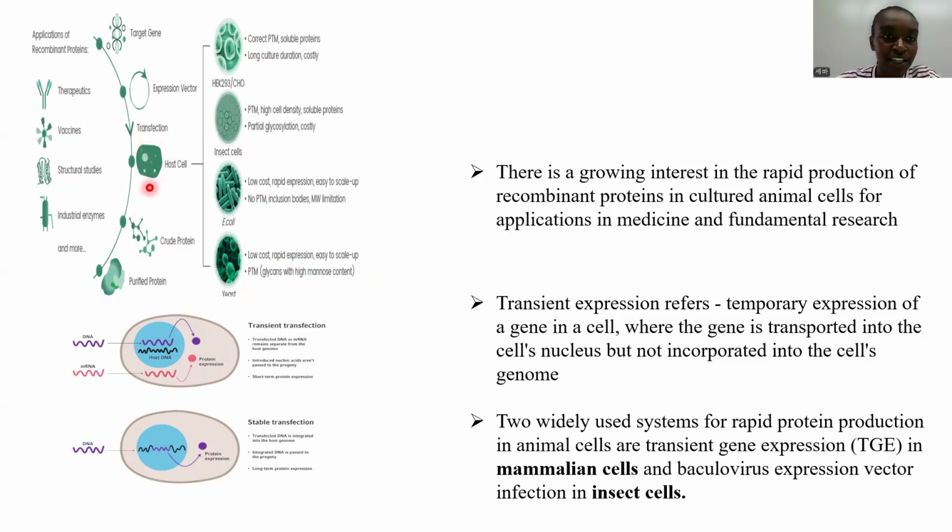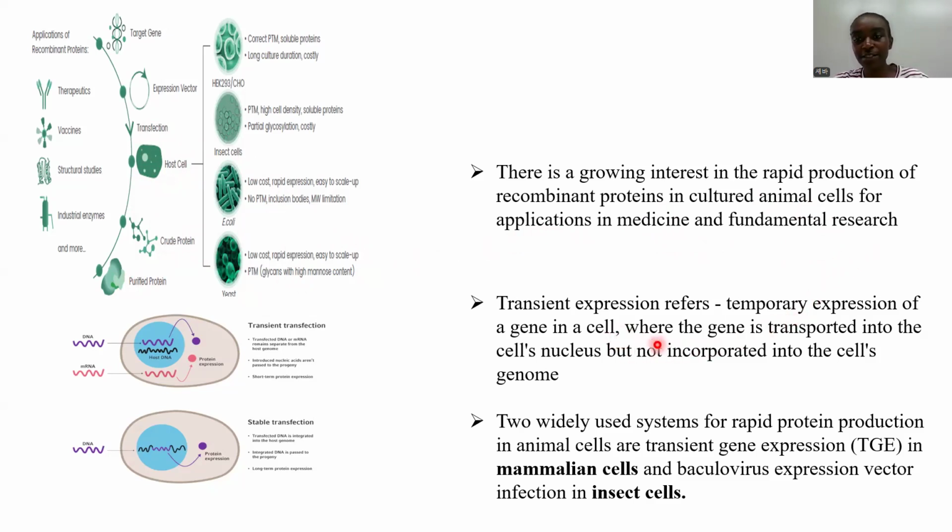So after transfection into the host cell, with transient gene expression, the crude protein produced is purified using different methods, and hence you are able to obtain the particular recombinant protein of interest. Currently, there is growing interest in the rapid production of recombinant proteins, particularly cultured in animal cells, because they have diverse uses in both medicine and health research.